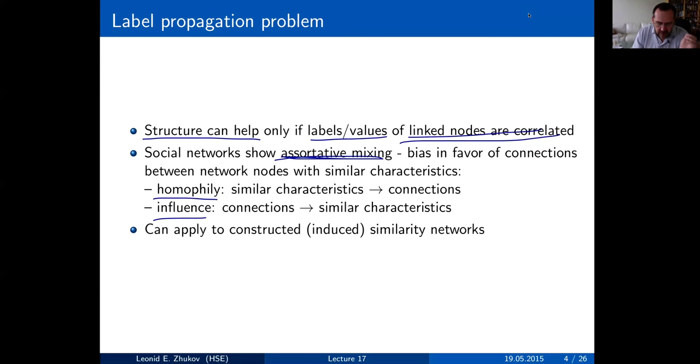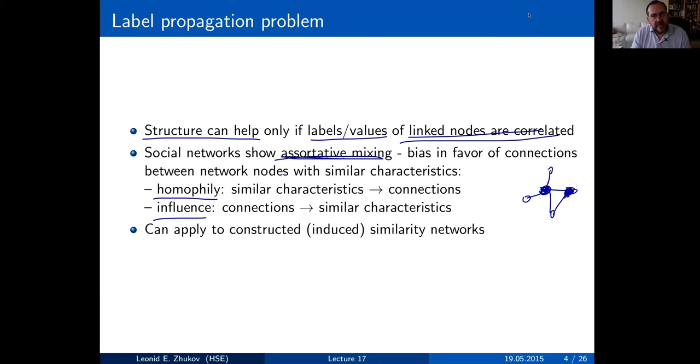So in social networks, we do observe a lot of assortative mixing, which means the labels of the nodes that are connected, of the friends, could be correlated. And by labels here, we can mean a lot of things. It could be simple things like political preferences. It could even be the town where people live, or the university they go to, or it could be age, because the majority of the friends will be around the person's age.